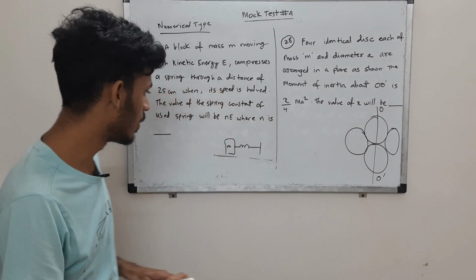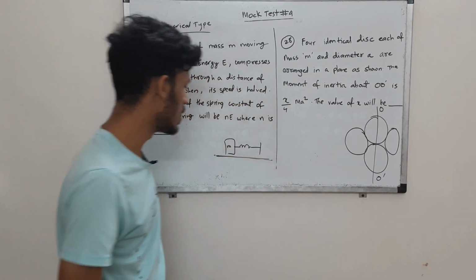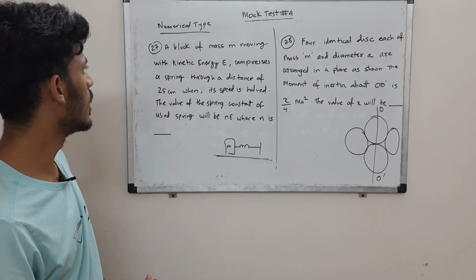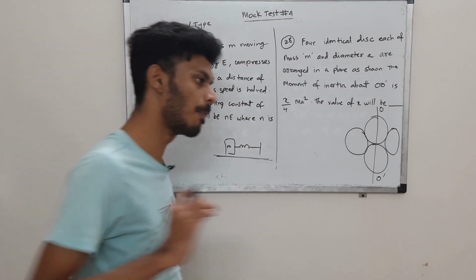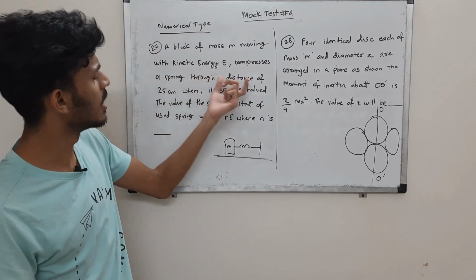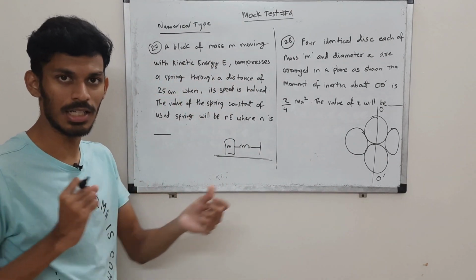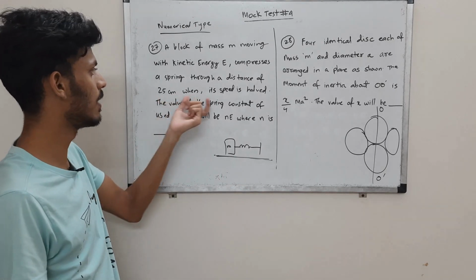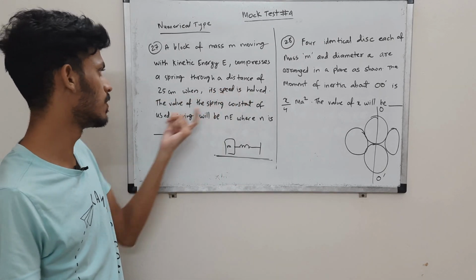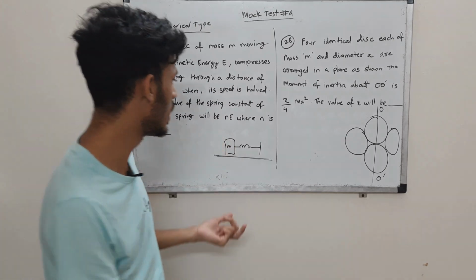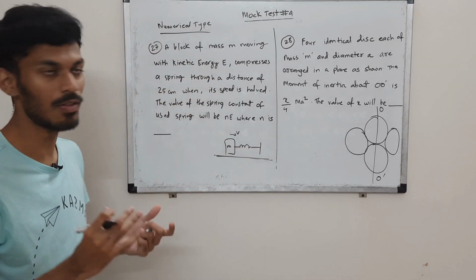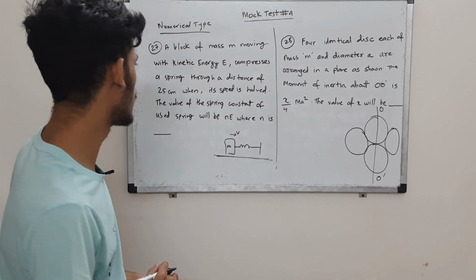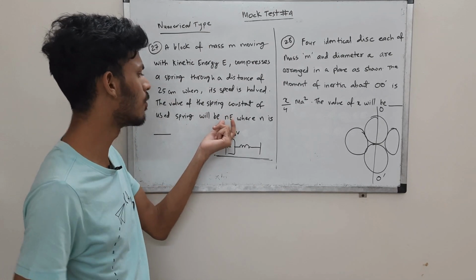In question 27, we have a block of mass m, as shown. It initially has a kinetic energy E. With this energy E, it is going to compress a spring. When the amount of compression from the natural length is 25 centimeters, the speed is halved. So suppose the initial speed is v, it becomes v by 2 when it compresses a length of 25 centimeters. You are supposed to tell the spring constant, which will be in the form of Ne.